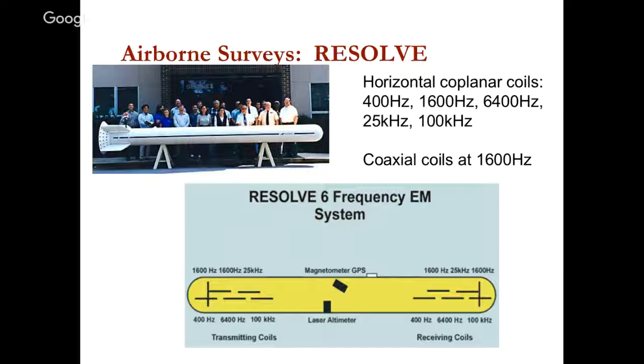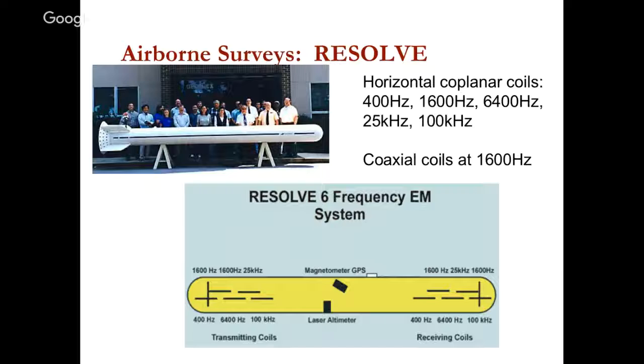So here's another frequency domain system. This one you're actually going to fly in the air, and it's something called RESOLVE. You can kind of get a sense of scale: there are 10 people across here. And this thing is called a bird.